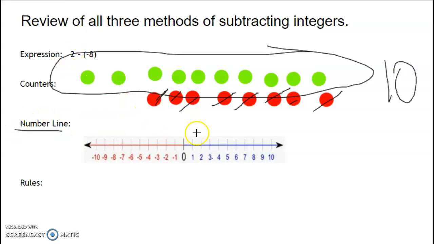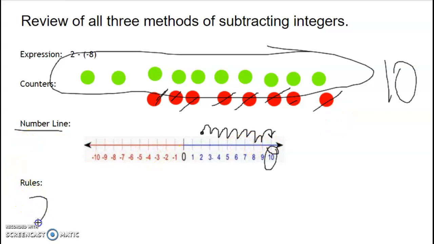If we look at the number line, we start at 2, and we're taking away negative 8. That means I'm taking away my debt, which means I'm moving in the right direction, 8 units. So I land with positive 10.